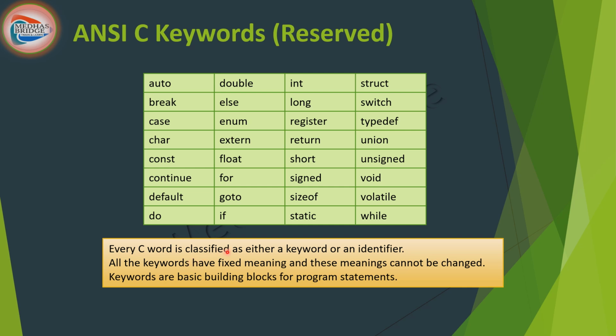So every C word is classified as either a keyword or an identifier. All the keywords have a fixed meaning. Okay, these meanings cannot be changed. So that's why these are very important. How you interpret each one and how you use it in your programming is very essential for an individual to understand. It is very simple, but you just need to know the concept, how you are going to refer to them in your programming practices. So keywords are the basic building blocks for program statements. This makes the concept clearer.